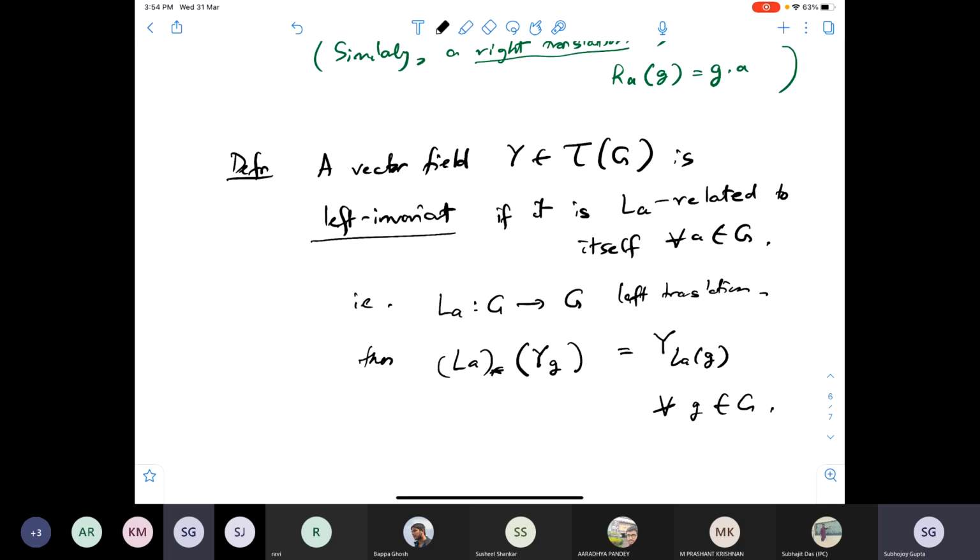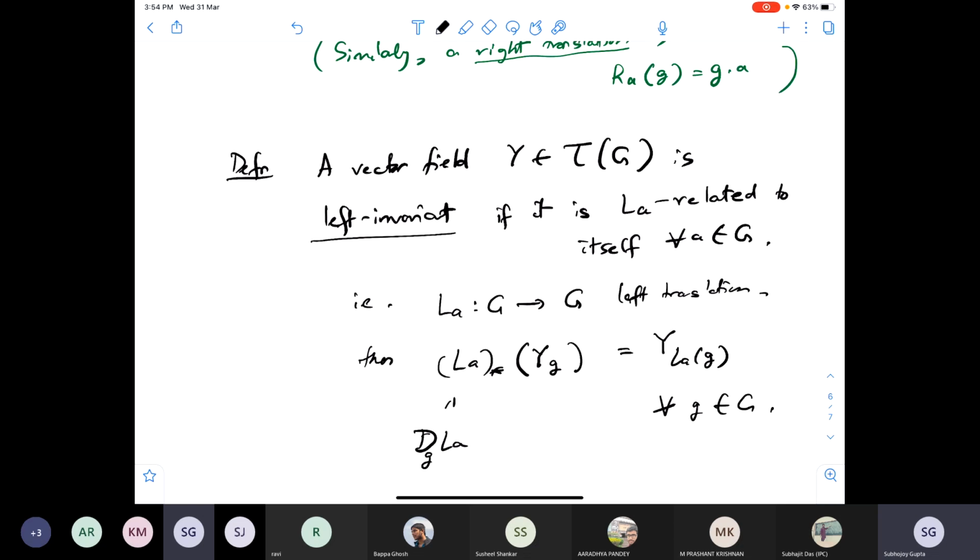So you can think of left invariance as sort of saying this: for all A and all G, you have this. This derivative is actually at G, the derivative of L_A at G. I've just written star here, but it's the derivative at the point G.